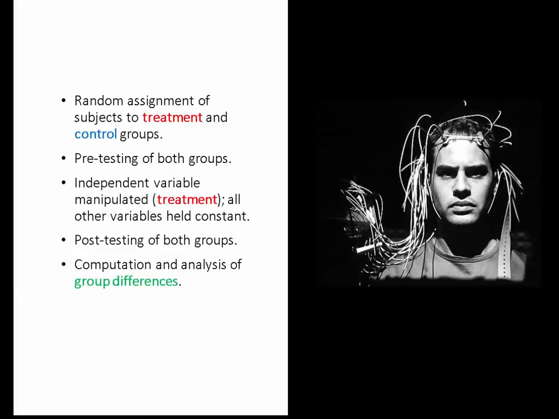So experiments, what we do, we have random assignments of subjects. This can be people, it can sometimes be organizations, sometimes it's countries. We have random assignments into treatment and into a control group. Remember the blue pill and the red pill. And then we test both groups before. Then we have something that we manipulate. That's what we call the treatment, while everything else is the same. We test the two groups again, and then we look at the differences between these two groups.